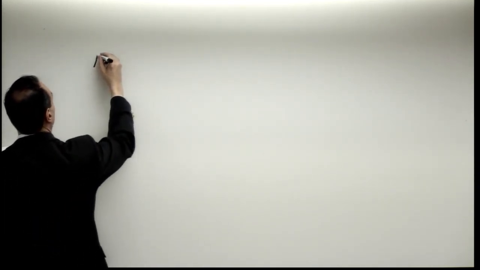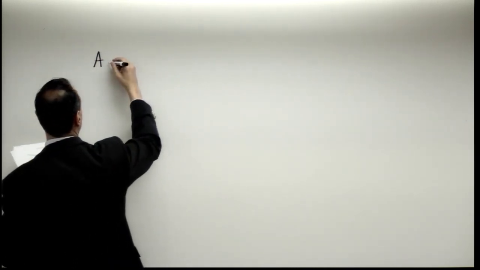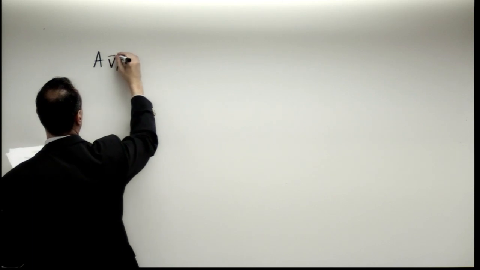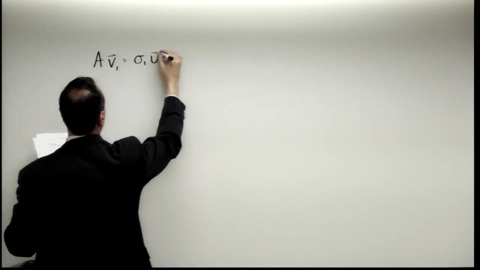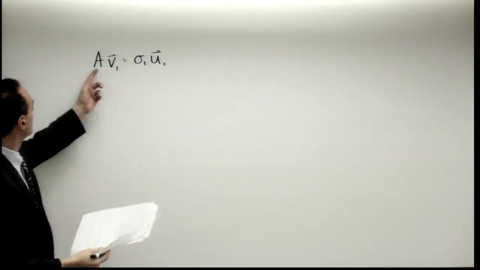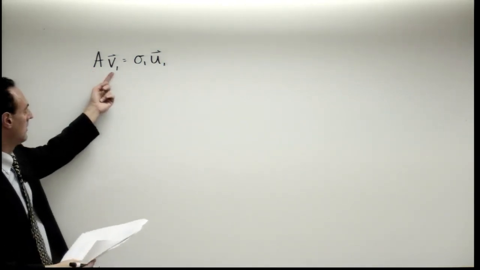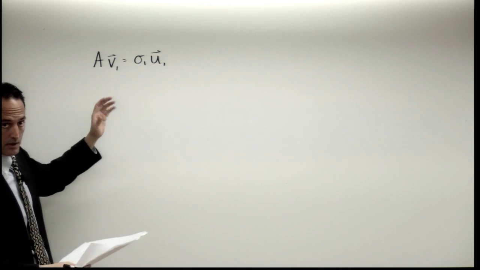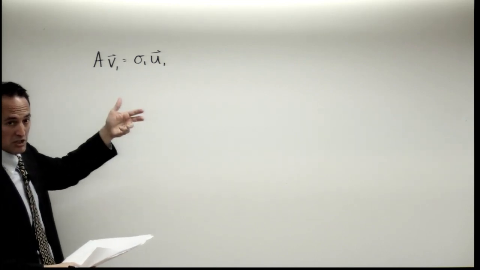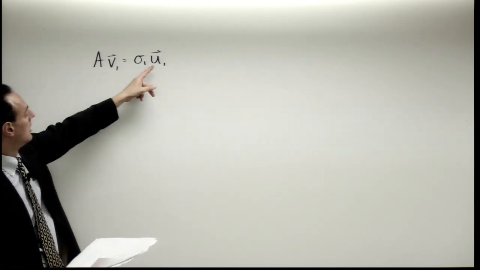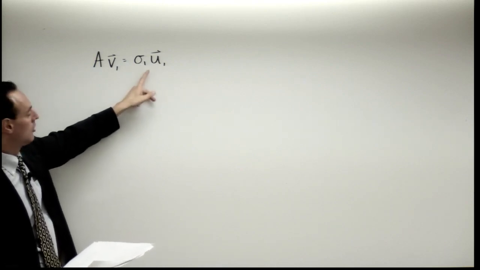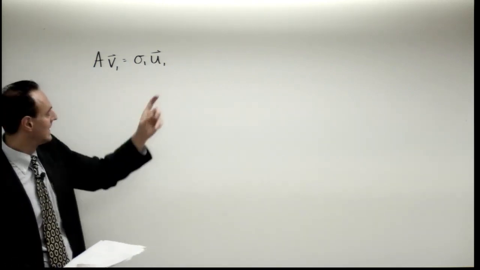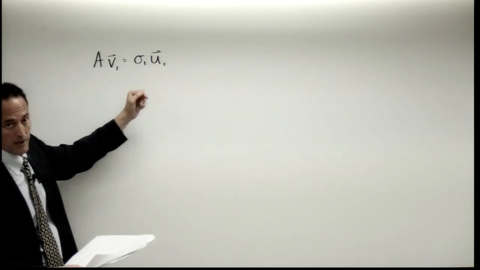So what I want to do is think about the matrix A acting on one of these vectors, let's say V1, and it should produce sigma 1, U1. In other words, take A, act on V. What does it do? It rotates and stretches to a new vector U of length sigma 1. Remember, U is a unit vector. Its length is 1, so you need the sigma 1 there.